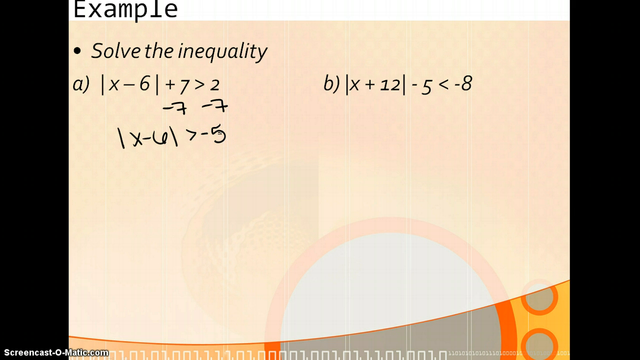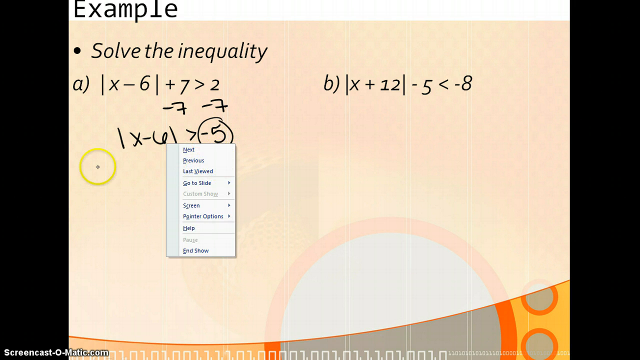From here, you need to pay attention to the fact that on the right-hand side is negative 5. That negative really makes this either an infinite solution or a no solution scenario. And the reason being is because we know that absolute value cannot equal a negative number. The absolute value of a negative number is positive. Given this information, you need to simply verify that the inequality still remains true.